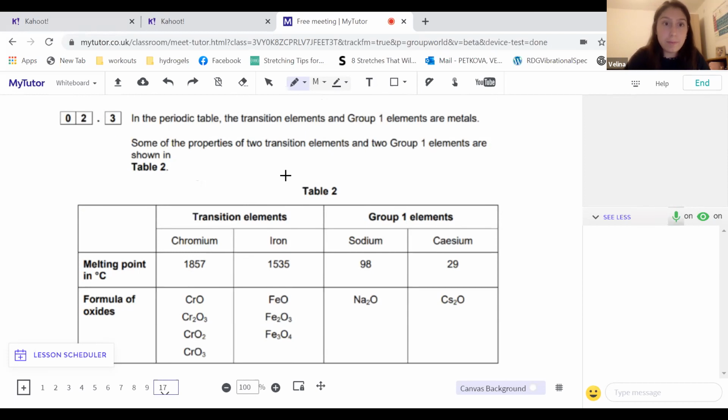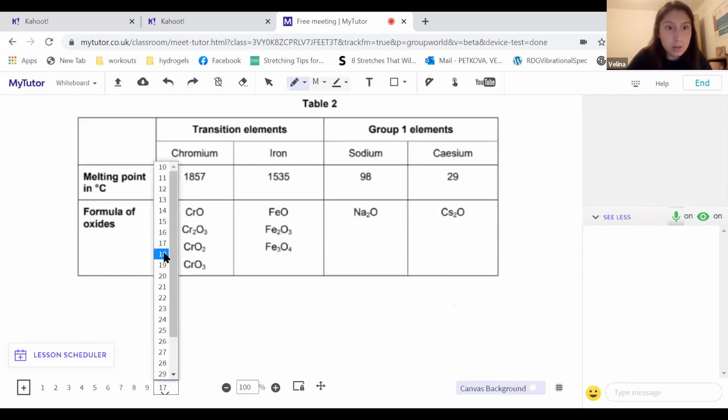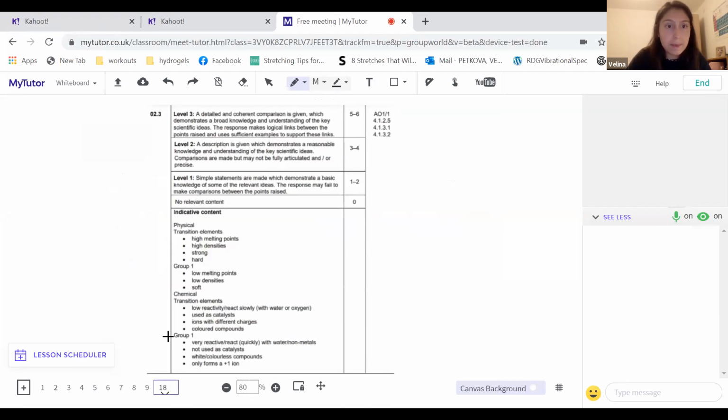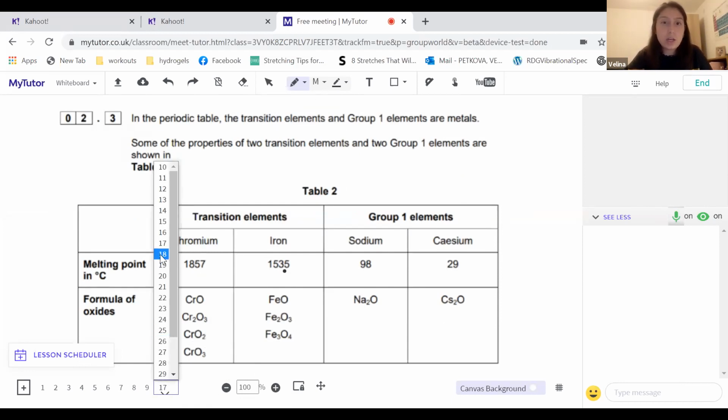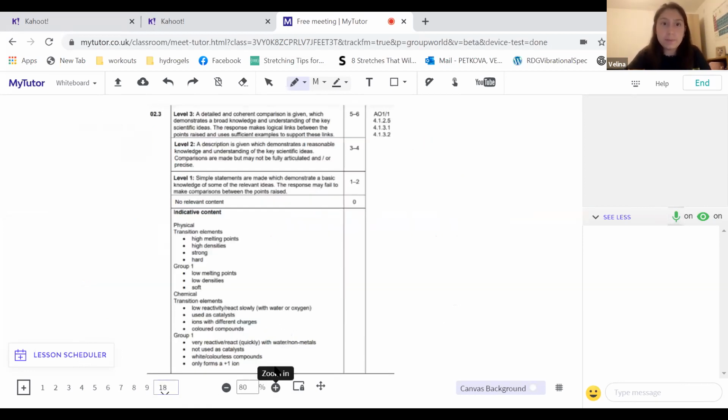So now, where is the question? Oh, sorry. I think the question got mixed up. I think what the question is going to ask is to compare the two together. Okay, what are the differences between transition elements and group 1 elements? And this is a 6-mark question. So the mark scheme for a 6-mark question.